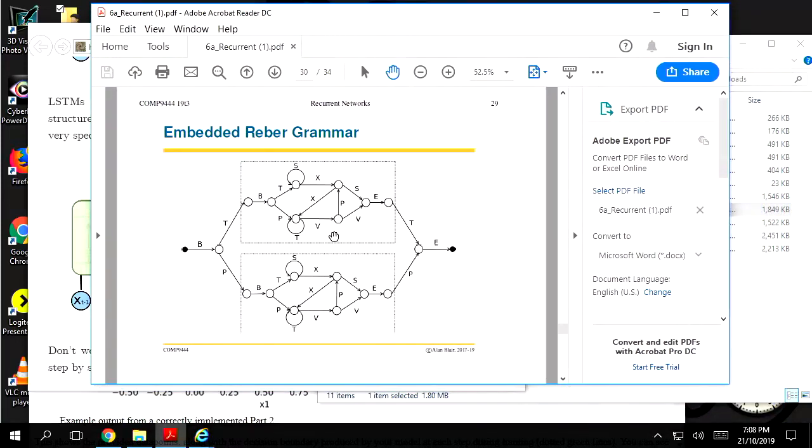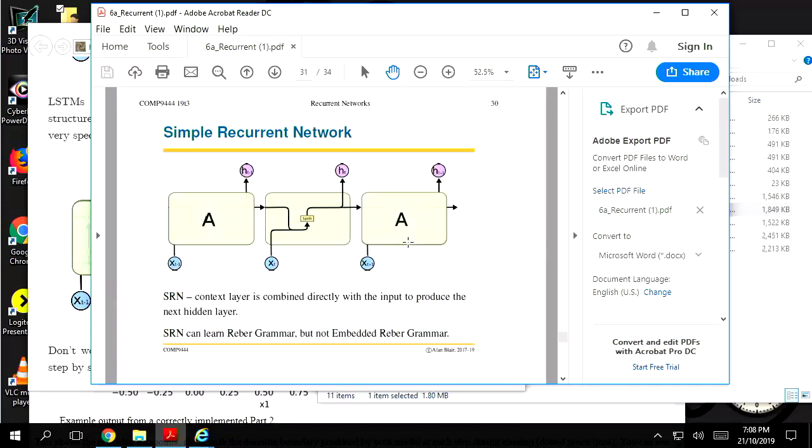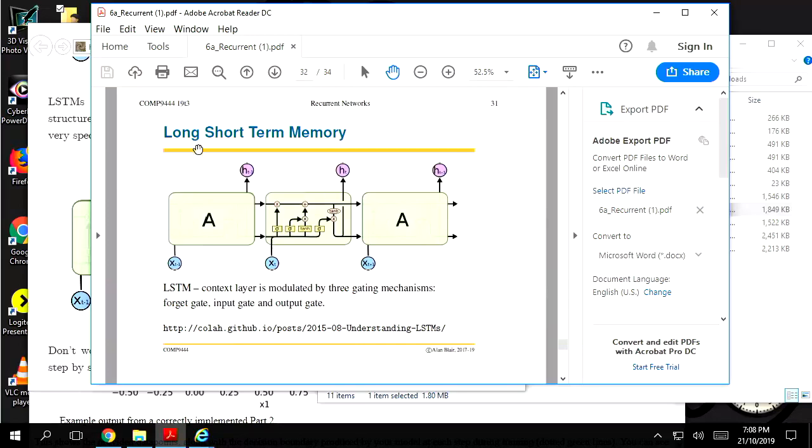This is a bit hand-wavy, but if you think about it in just this embedded Reber grammar, it could potentially learn to have a specific unit whose job is to simply remember whether you saw a P or a T, and then that unit could be preserved while you're processing this. The value of that unit could still be preserved and then read out at the end, right?